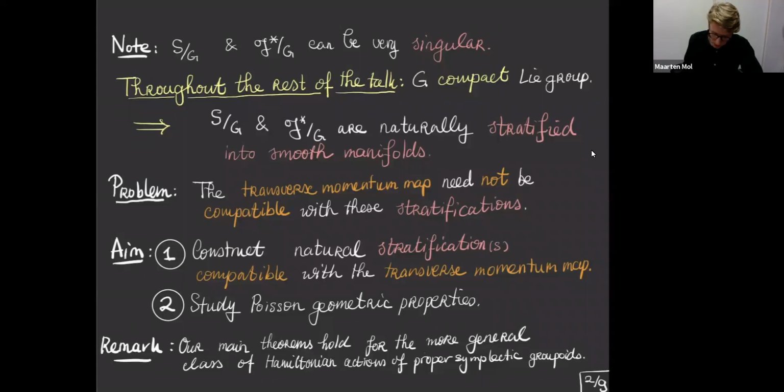Yeah, so before I turn to the details, maybe a short remark is that the Hamiltonian actions that I usually study are of a more general class, namely actions of proper symplectic groupoids. And well, the main theorems of the talk today actually hold in this generality. But for this talk, I will just restrict to Hamiltonian Lie group actions.